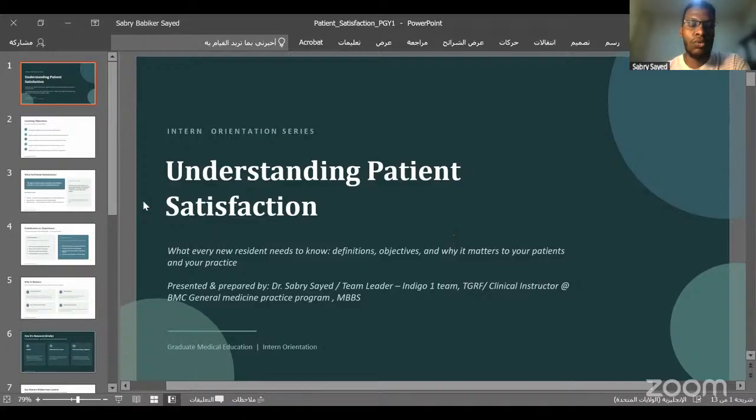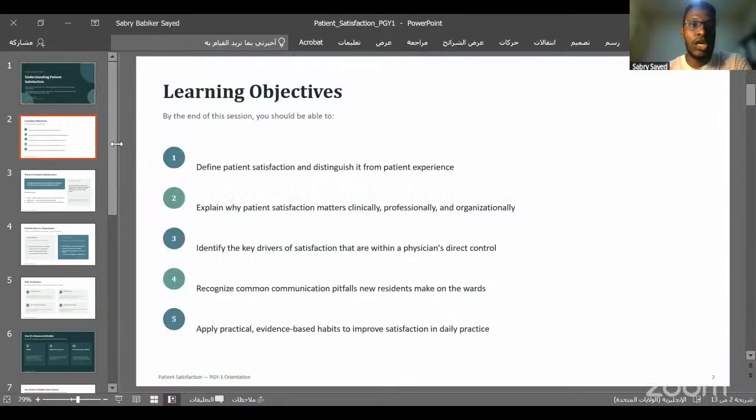So what we need to know as a junior doctor or resident is what the definition of patient satisfaction is in the first place, and to differentiate between the satisfaction and the experience of the patient. What are the objectives of patient satisfaction? Why are we stressing patient satisfaction, and why does it matter to the patient as well as to the practice, for you as a junior doctor and also at the specialist level? So the learning objective by the end of this session: you will define patient satisfaction and distinguish it, as we said, from the patient experience.